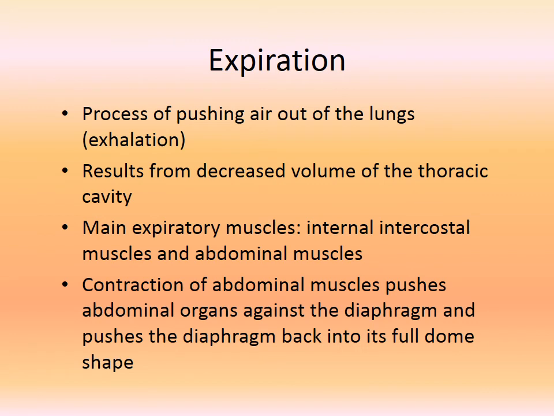Expiration. So now that we've talked about inhalation and how that happens, let's talk about exhalation. So expiration, it's pushing out of air. This results from a decreased volume of the thoracic cavity. So the main expiratory muscles are the internal intercostal muscles and the abdominal muscles. Whereas, remember, the inspiratory muscles were the external intercostal muscles and the diaphragm, our expiratory muscles are the internal intercostal muscles as well as our abdominal muscles.